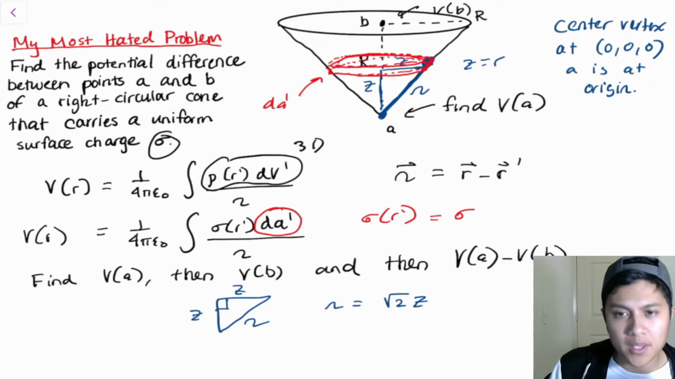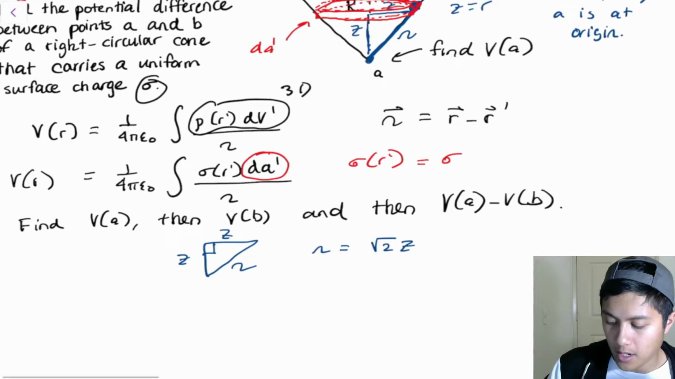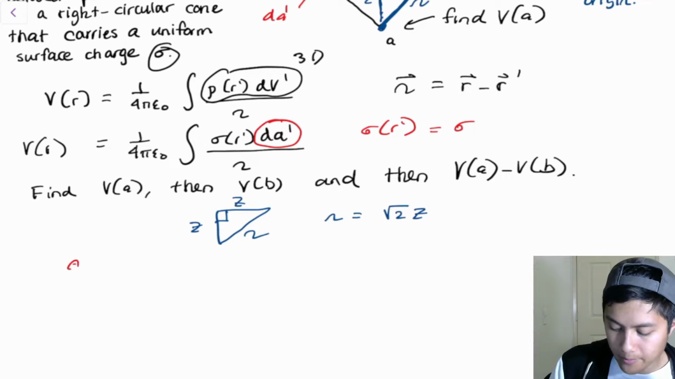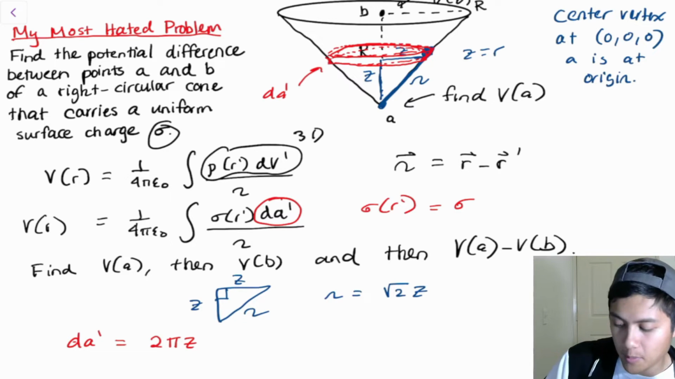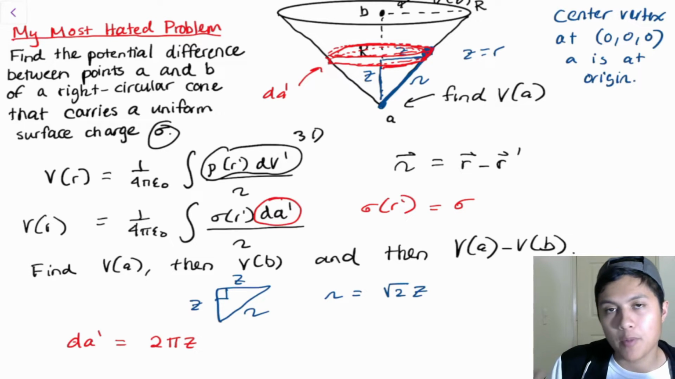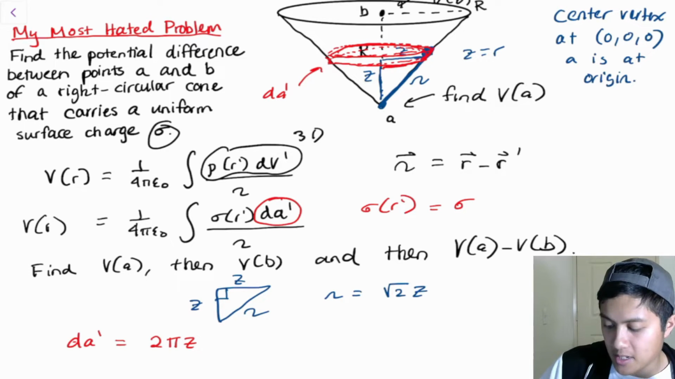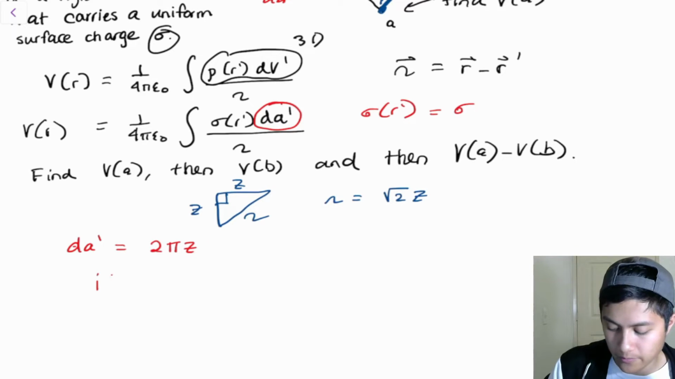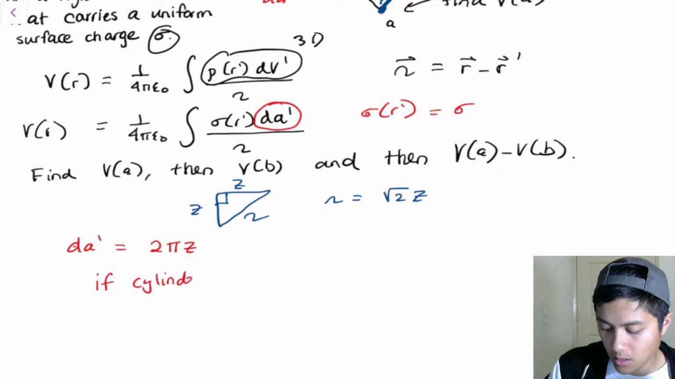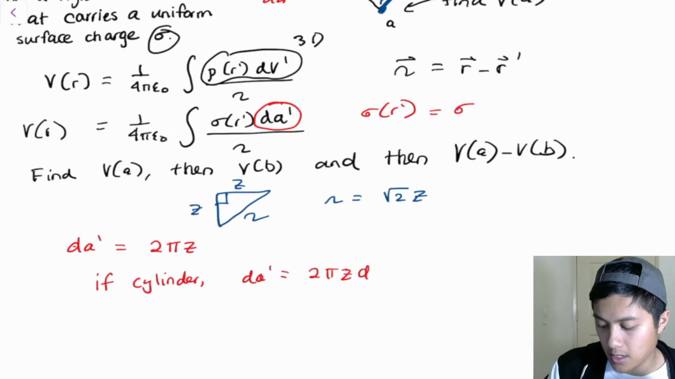Okay. Now, how do we think of this dA prime? Well, I'm going to go down here a bit. dA prime, we can think of that as 2 pi Z. Now, why do I think of it like that? Because remember, we have the 2 pi Z coming from the circle on the bottom of that cone, and we have to multiply this by the slant, right? This is not a perfect cylinder, right? This is a cone. So if we had a cylinder, I'd write dA prime is equal to 2 pi Z dz, right?